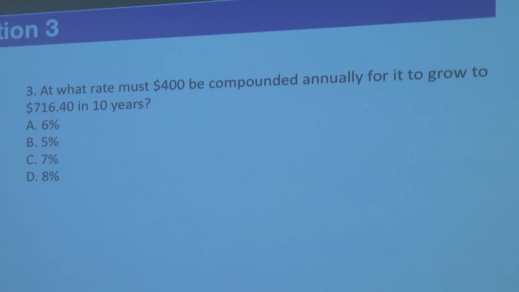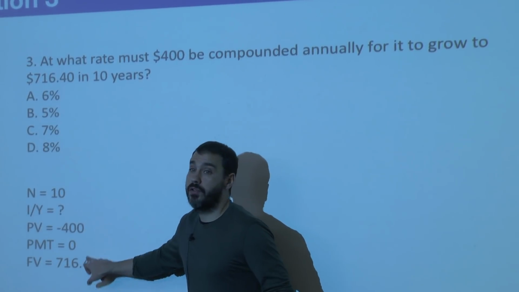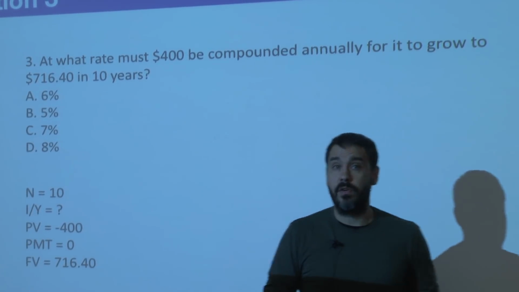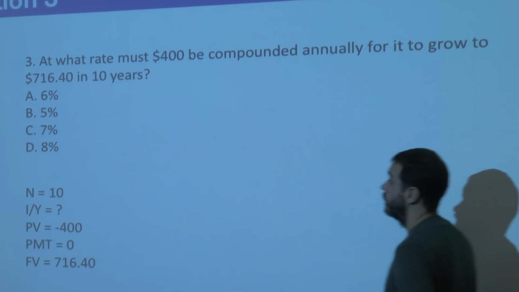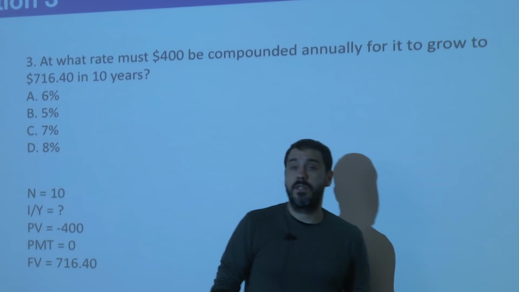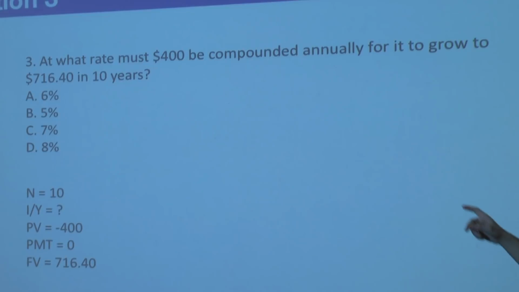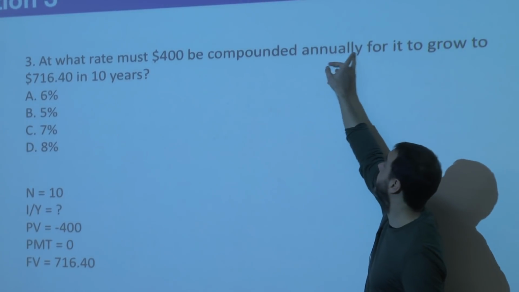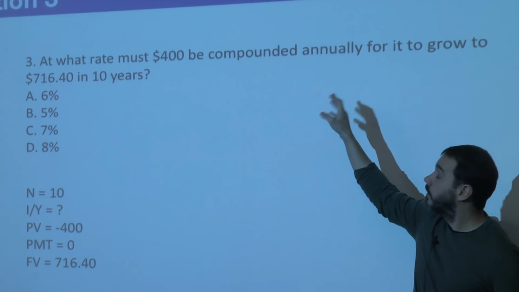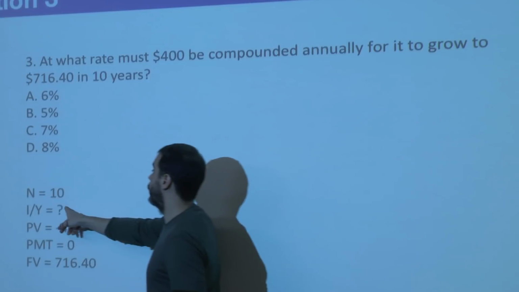In this case, we both have present value and future value. So on your calculator, you can input both. We have 10 years. That's the time. We don't have to adjust the number of periods in any way because we are told the interest rate, the compounding is annual. And we just solve for the interest rate.